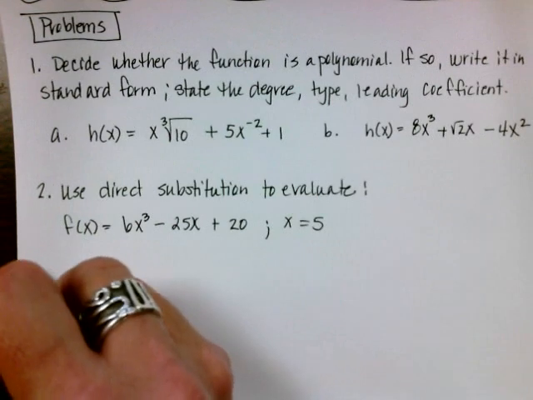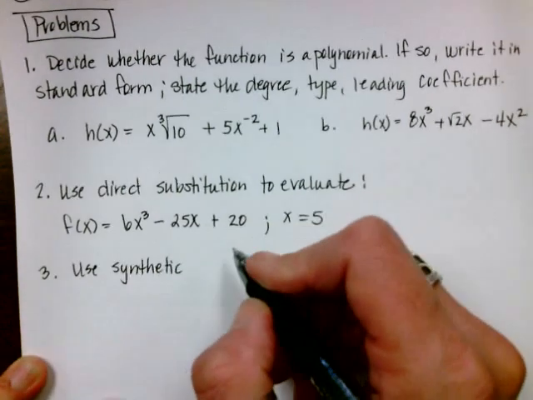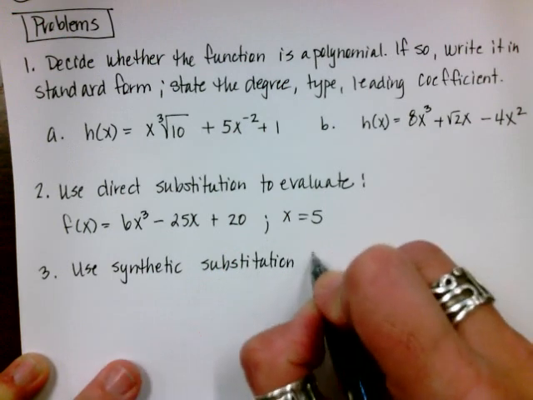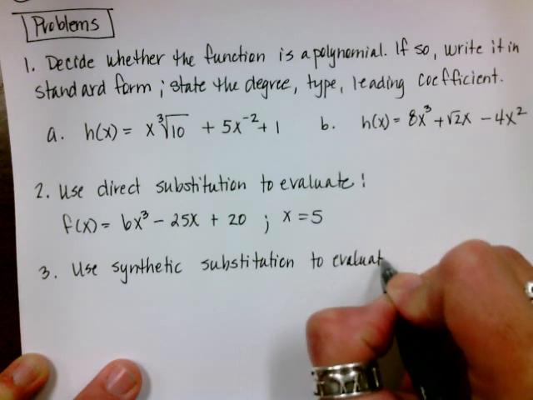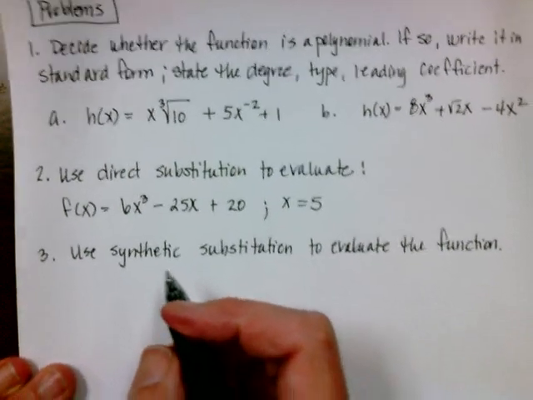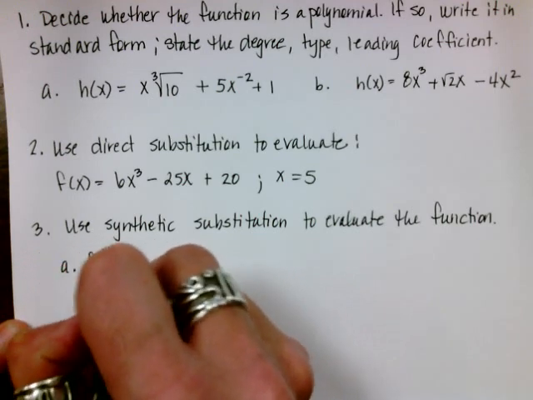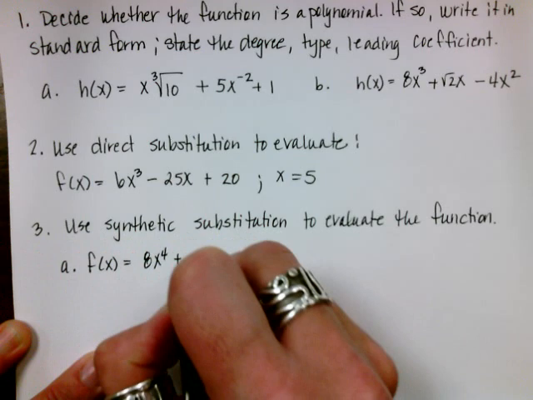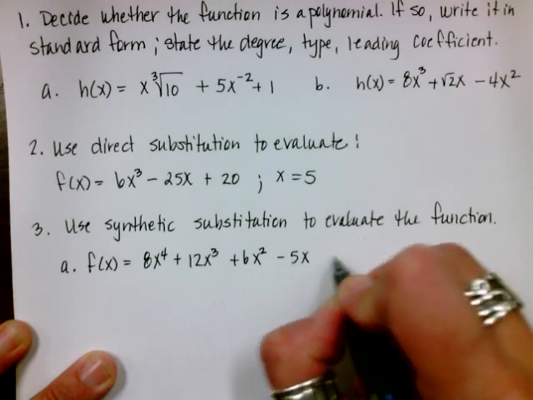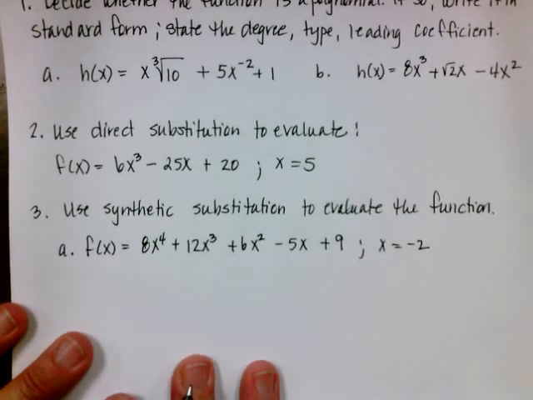Okay, your next problem, problem number 3, says use synthetic substitution to evaluate. All right. You need to be careful and remember to think about your placeholders. The first one is f of x is equal to 8x to the 4th plus 12x cubed plus 6x squared minus 5x plus 9. And I want to evaluate it at x is equal to negative 2.